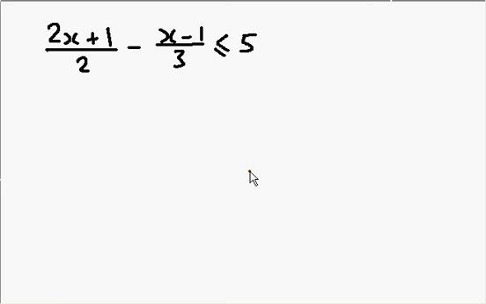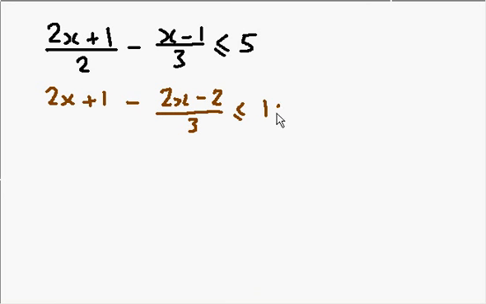The last example I'm going to look at is this one. So we've got some algebraic fractions involved as well. So it's a little bit of practice. So first off, I'm going to multiply everything by 2. So I'm just going to get the 2x plus 1. And I'm going to get 2x minus 2 on top of the fraction over 3 is less than or equal to 10. Because remember, I've multiplied this fraction by 2 and the 5 by 2 as well.